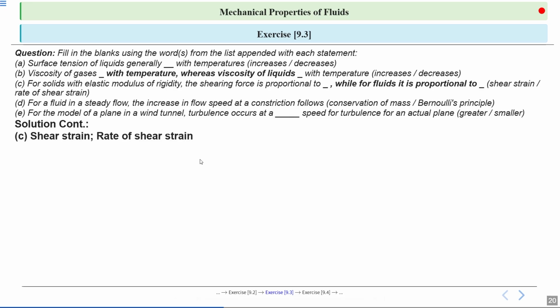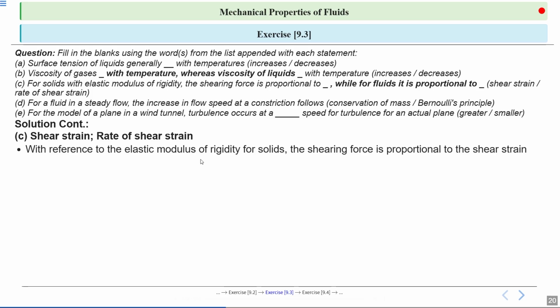Now, let's focus on part C. For solids, the shearing force is proportional to the shearing strain, while for fluids, it's proportional to the rate of shearing strain. Shear strain is how much a material is deformed by a force, and the rate of shear strain is how quickly that deformation happens over time. This difference is key to understanding why solids and fluids behave differently under stress.